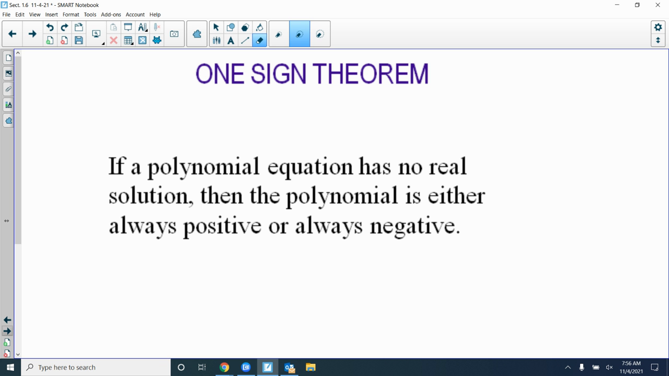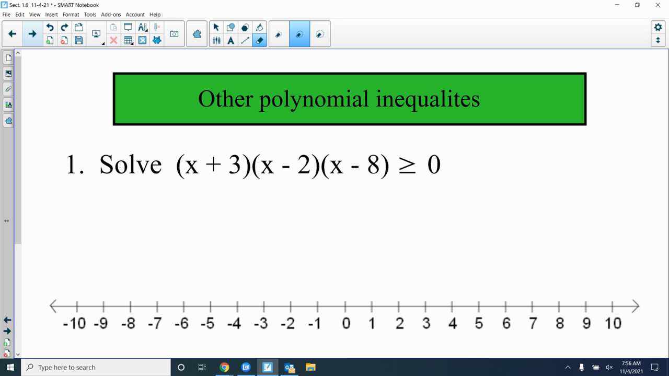So take your polynomial or your quadratic, factor it. Doesn't factor, quadratic formula, and then you either get radicals, which are fine, or you get complex numbers, which means it's either going to be all reals or no solution. All right, so that's our one-sign theorem. Always positive or always negative. Now, that was just quadratics.